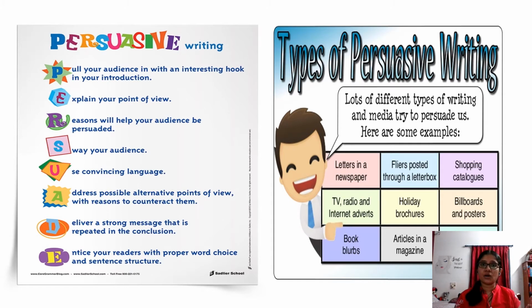Then shopping catalogs. When you go shopping or online itself, you would have seen many catalogs are there. TV, radio, and internet adverts. So that is the advertisement. Holiday brochures, where they say if you stay 3 nights here, this will be free, all those things, right? And billboards and posters, book blurbs. When you buy a book, you would have seen the blurbs about the author, or the synopsis about the book, and articles in a magazine. When you buy a magazine, in every corner of a magazine there would be some kind of advertisements.